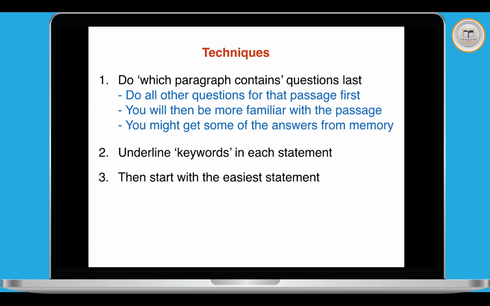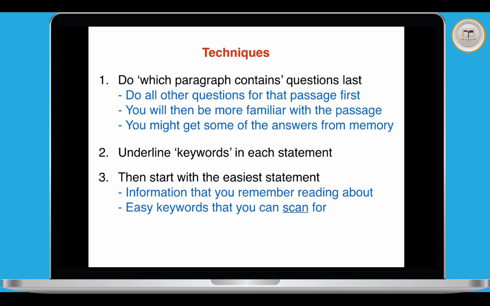So imagine there are 5 questions, 5 statements. If statement number 2 contains some information that you remember reading about when you did the other questions, that would be the easiest one to start with. Start with that statement. Or the easiest statement might be one that contains easy keywords that you can scan for. If one of the statements, let's say statement number 4, contains the name of a city or a year, that might be easy information to scan for.